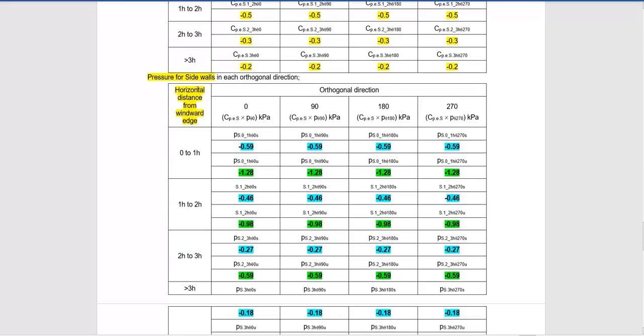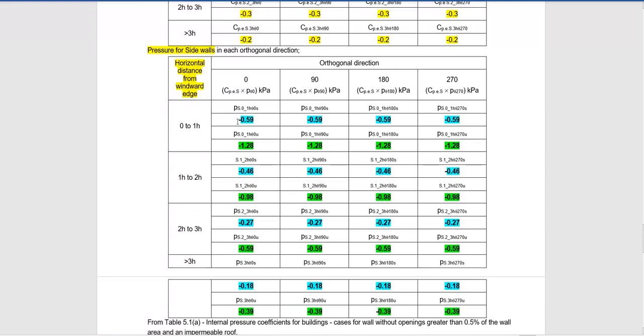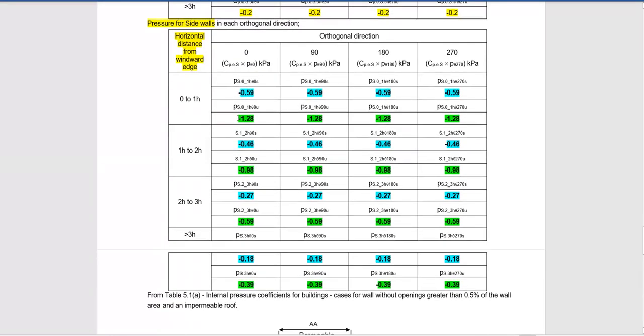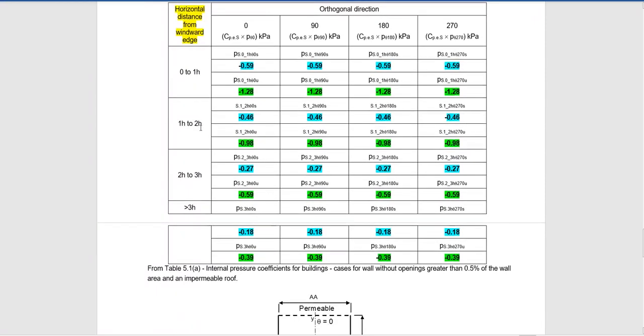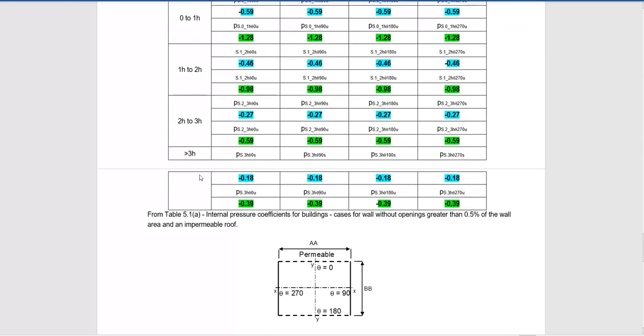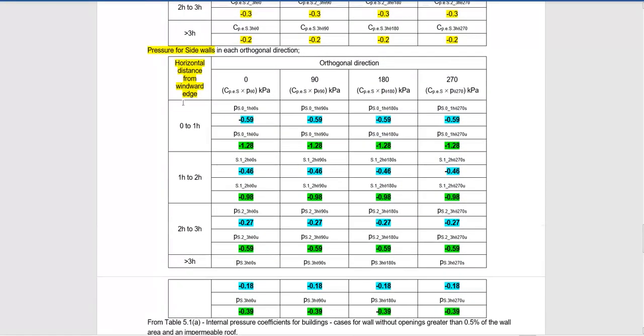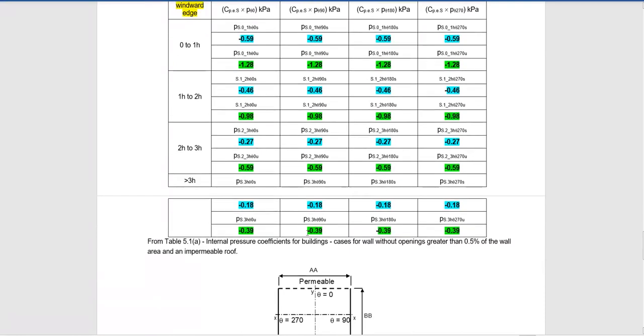Here is the pressure for the side wall. This is for the serviceability limit states, which I've highlighted in blue, and the green one is for the ultimate limit states. As you can also see, close to the face of the windward wall we have a high value of wind pressure. As the distance increases, far away from the windward edge, the net pressure also decreases.